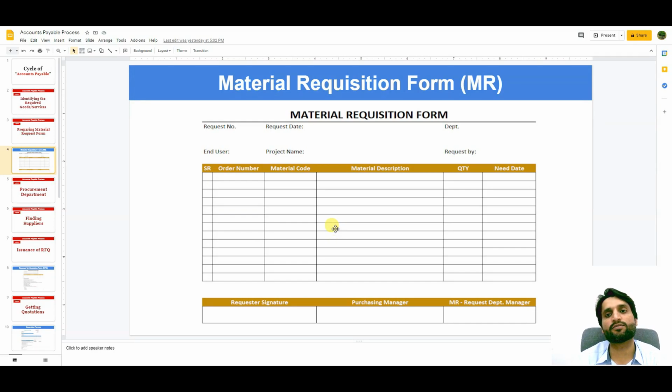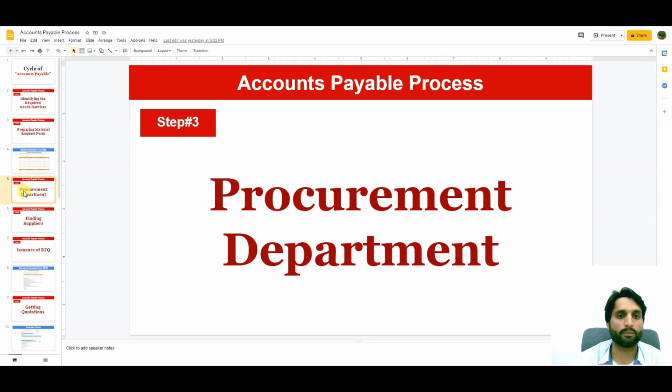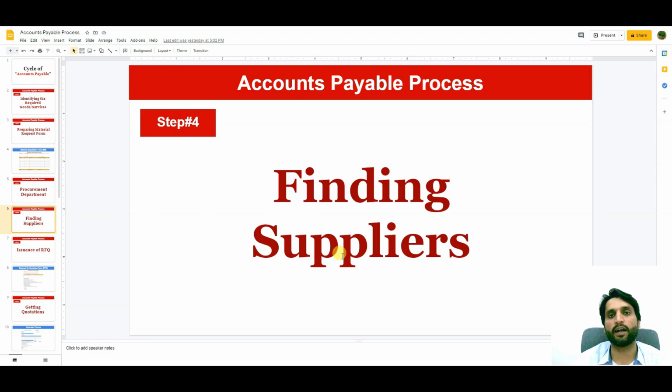They are sending this form to whom? Step number 3 is they send this form to the procurement department of the company, or the purchasing department. So what will the purchasing department do? They will find a supplier according to the material request. Whatever type of material they require, like if they require computers, they will find a supplier who sells computers. Okay, they will start finding.